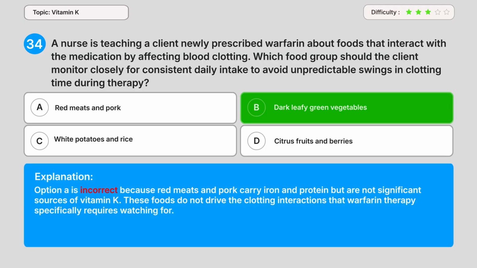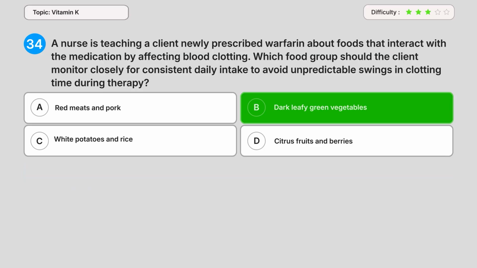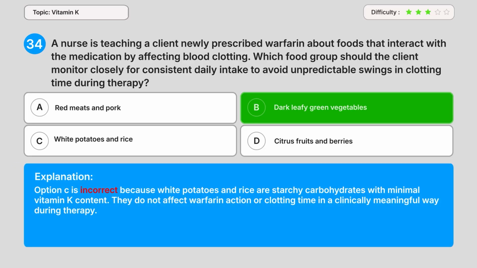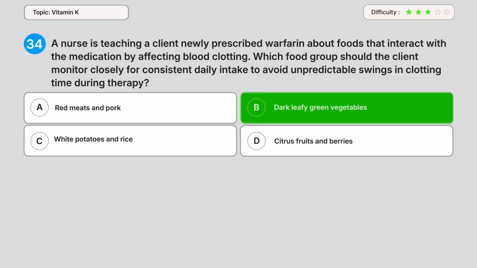Option A is incorrect because red meats and pork carry iron and protein but are not significant sources of vitamin K. These foods do not drive the clotting interactions that warfarin therapy specifically requires watching for. Option C is incorrect because white potatoes and rice are starchy carbohydrates with minimal vitamin K content. They do not affect warfarin action or clotting time in a clinically meaningful way during therapy.